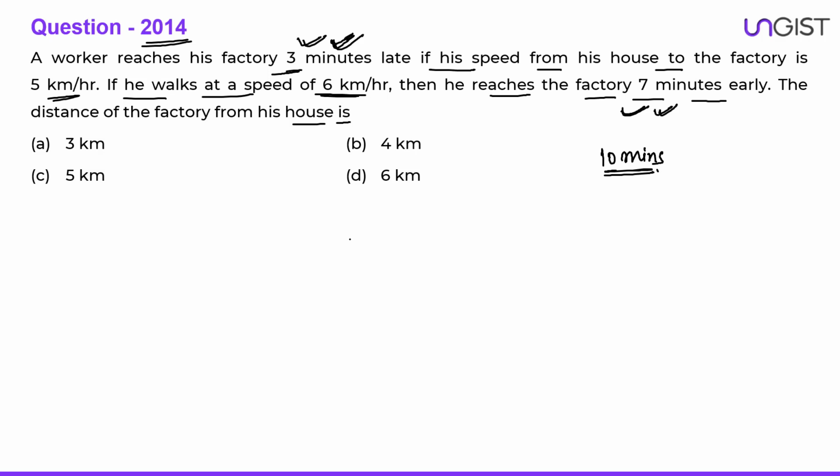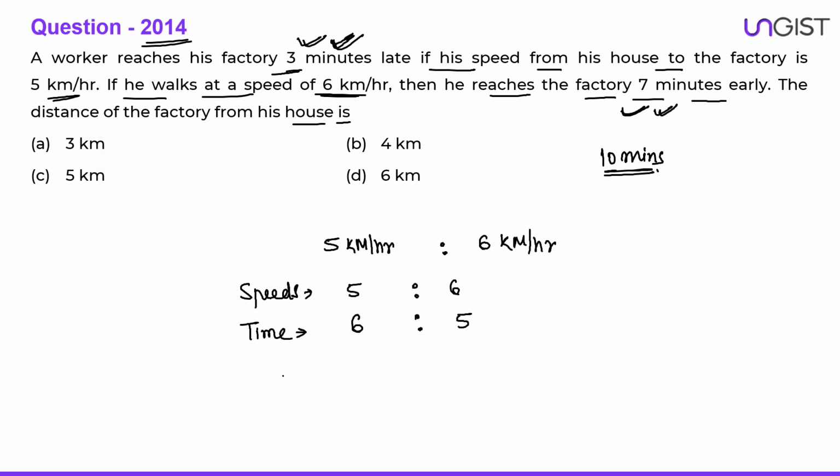So the difference between the time will be 10 minutes in those 2 situations, right? In the first scenario, the speed is given as 5 km per hour, and in the second scenario, the speed is given as 6 km per hour, right? So friends, the ratio of the speeds is 5:6 in these 2 cases. So obviously time is what? Time is inversely proportional to speed. So the ratio of the timings will be 6:5. So here he is taking 6 units of time and here he is taking 5 units of time.